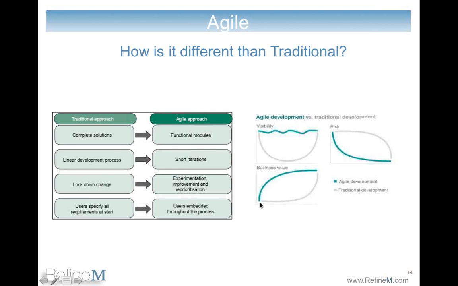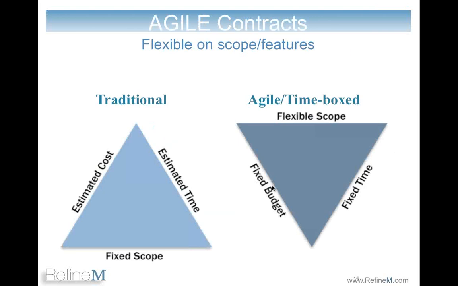Business value is achieved towards the end because you have not delivered anything to the business. Whereas in Agile you start delivering, so business value keeps going up. So visibility is throughout, risk is reduced quickly, and business value is delivered early on. Those are the kinds of differences between traditional and Agile.